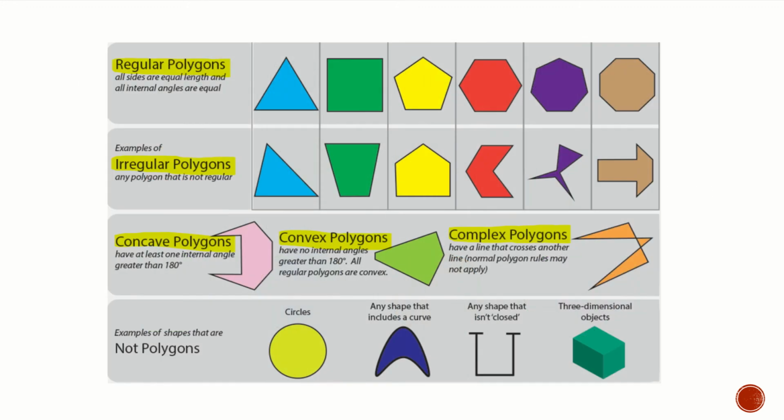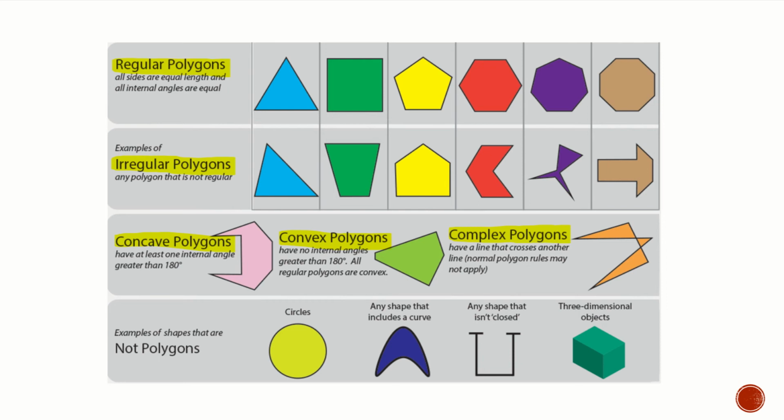Here are some more definitions. When I say regular polygon, what that means is that all sides are of equal length. So here you have a regular triangle, regular quadrilateral, and so on and so forth. An irregular polygon is a polygon that's not regular, so all the side lengths are actually different, as you can see in the pictures right over here.